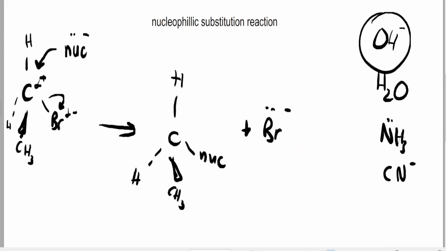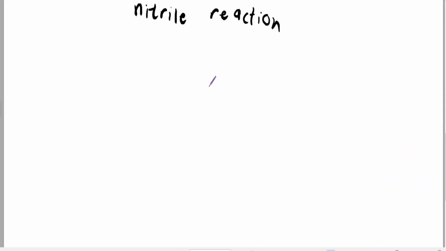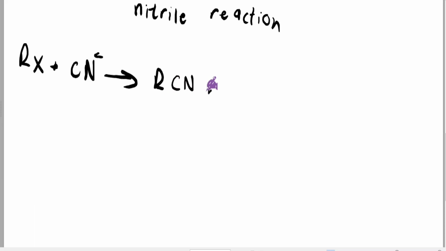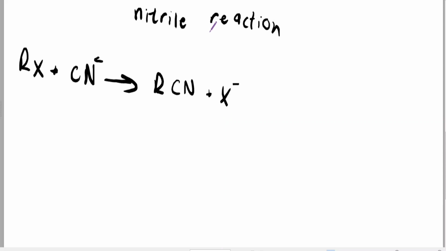Now comes the substitution with the cyanide nucleophile. This is also known as the nitrile reaction. Again, any halogenoalkane would react with a cyanide ion to give you RCN plus the halogen ion. And nitrile reactions are the only reactions in which you increase the carbon chain by one carbon atom. Now, the reagent for this reaction is KCN, potassium cyanide, or you can use NaCN. And either of these must be dissolved in ethanol.